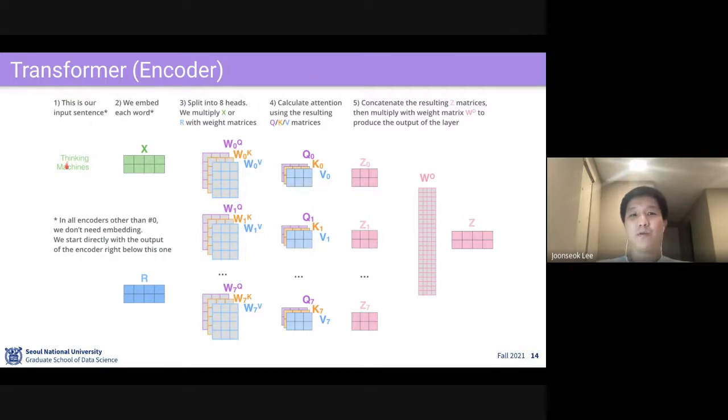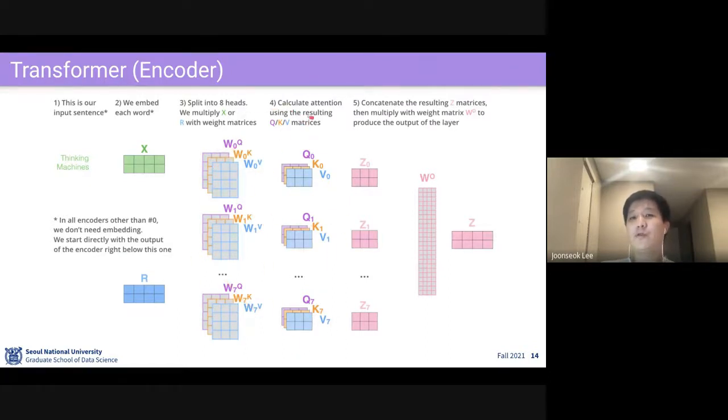So here, instead of "come here", we have "thinking machines", this very short sentence. And each of these 2 words are embedded into a 4-dimensional vector here. And we call that X, the input. And then we map it to query, key, and value for each of those words by multiplying by some linear matrices, W0Q, WQ, WK, and WV. And because we are doing the multi-headed self-attention, we do this 8 times, right?